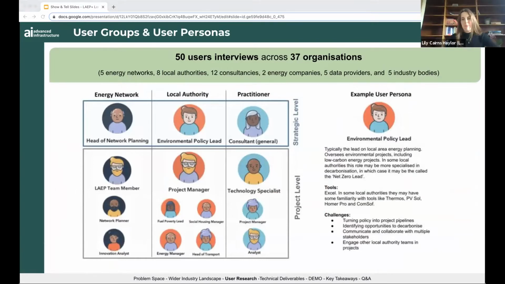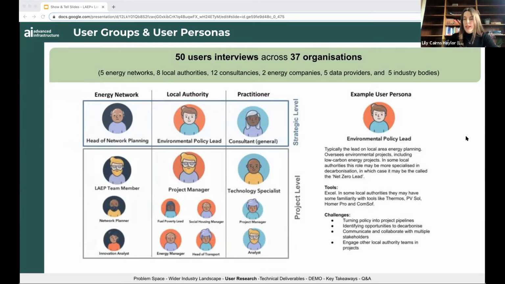Thanks very much, Tim. So in phase one, across the discovery and alpha, we conducted over 50 interviews across organizations and teams involved in local area energy planning and project plans. Despite considerable variation in approach and implementation, some clear trends emerged. At a minimum, both strategic and project level plans tend to require collaboration between the three core user groups you can see here: local authorities, energy networks, and practitioners.